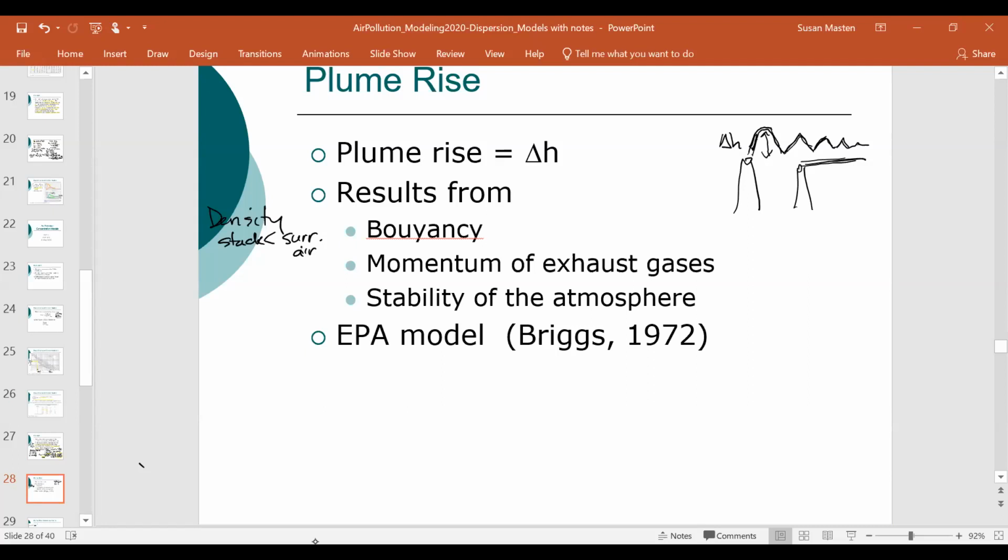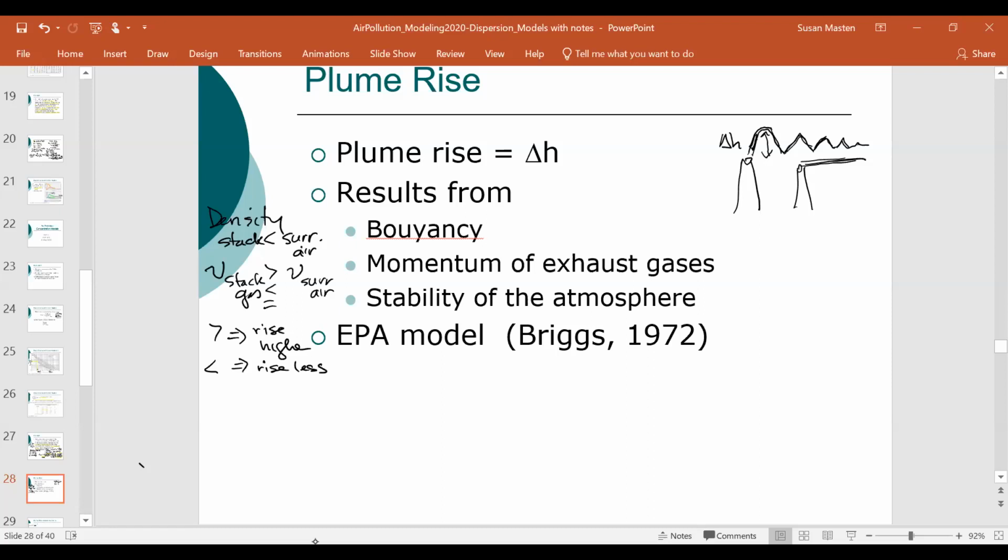It also has momentum. The velocity of your stack gas and the velocity of the surrounding air may be greater than, maybe less than, could be equal to. Typically, if you have low wind, the stack gas velocity is greater than that of the surrounding air, and that plume is going to rise higher. If it's less than, so now you've got high wind, it'll rise to a lesser extent.